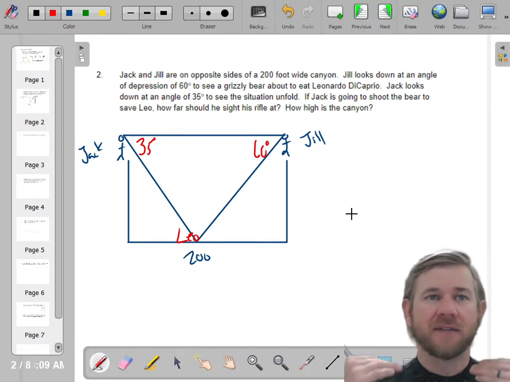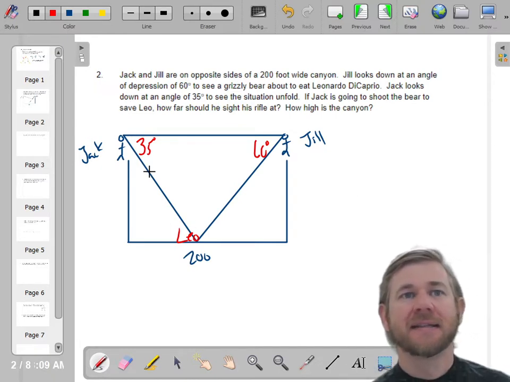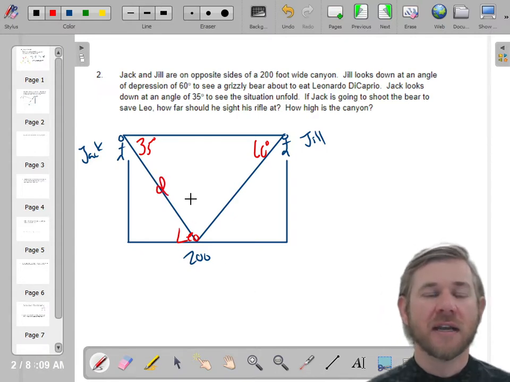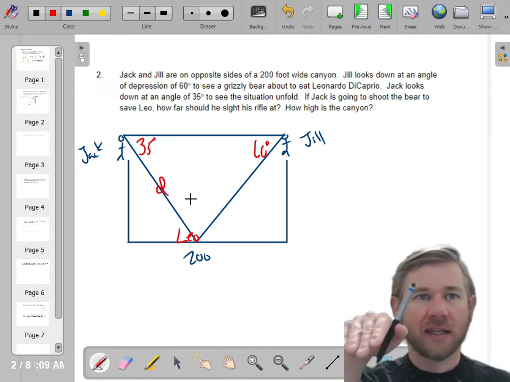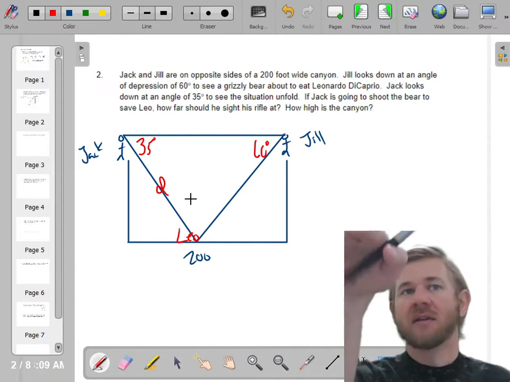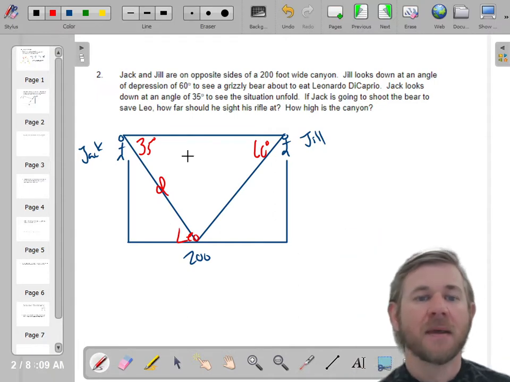Okay, so first thing, if he's going to shoot the bear, that's this distance. We'll call that the distance we're trying to find. It's the diagonal. He's actually trying to hit the bear. So it doesn't matter how far horizontal it is. It's how far diagonal he's trying to aim.